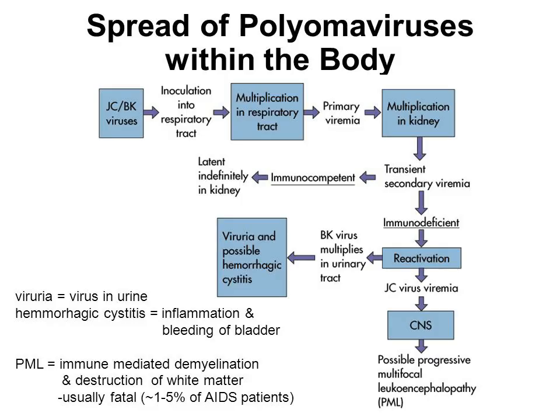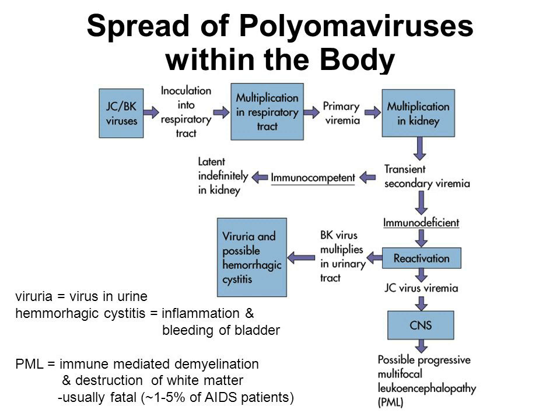So here we've got the flow chart looking at both JC and BK viruses. These viruses are believed to enter through the respiratory tract through inhalation. You get initial multiplication in the respiratory tract, the primary viremia, and the virus disseminates, particularly to the kidneys. You get a secondary viremia, and then if the individual is immunocompetent, it can remain latent indefinitely for the life of the host in the kidney.